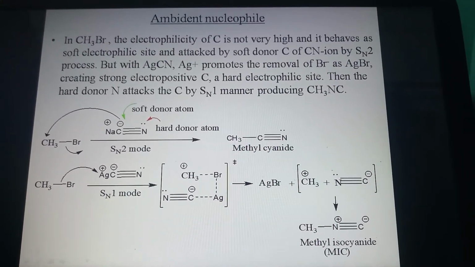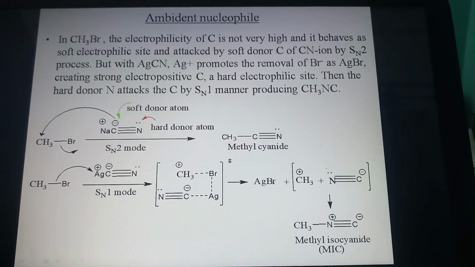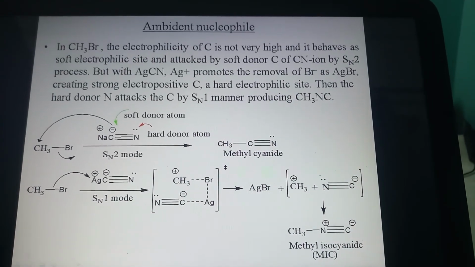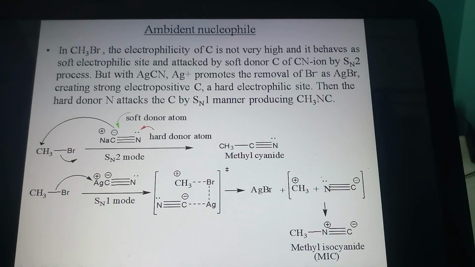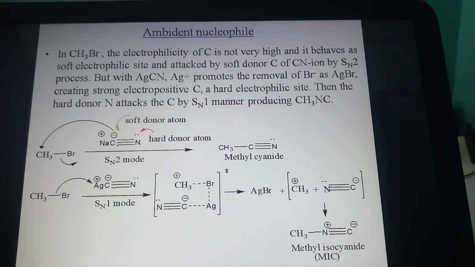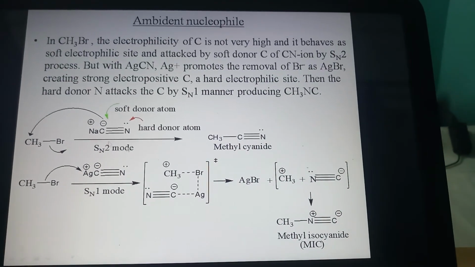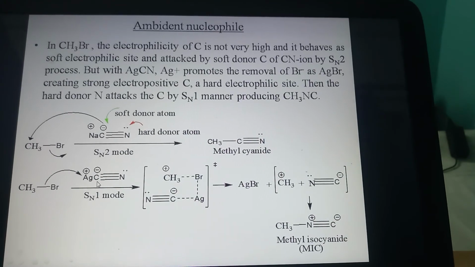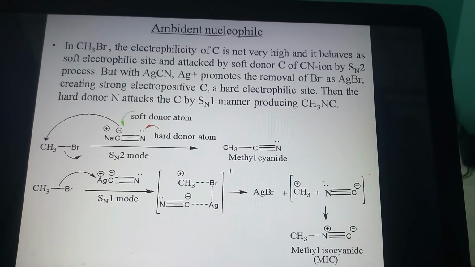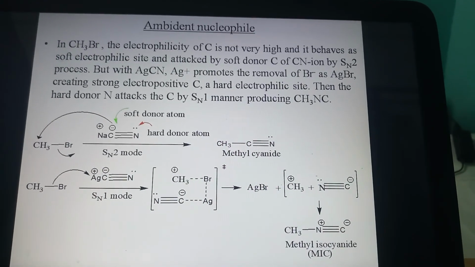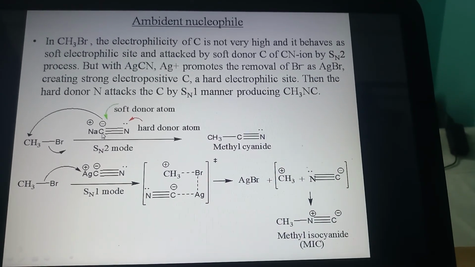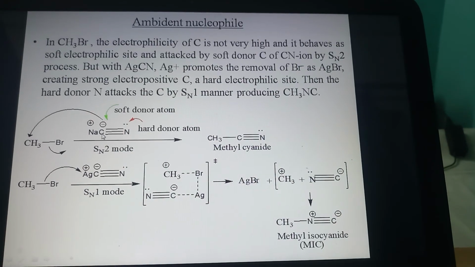Ambident nucleophile means a nucleophile which can act with its two sides. For example, CN minus can act as a nucleophile from the carbon side as well as from the nitrogen side. In CH3Br, the electrophilicity of the carbon atom is not very high and it behaves as a soft electrophilic site, attacked by the soft donor carbon of the CN minus ion by the SN2 process.